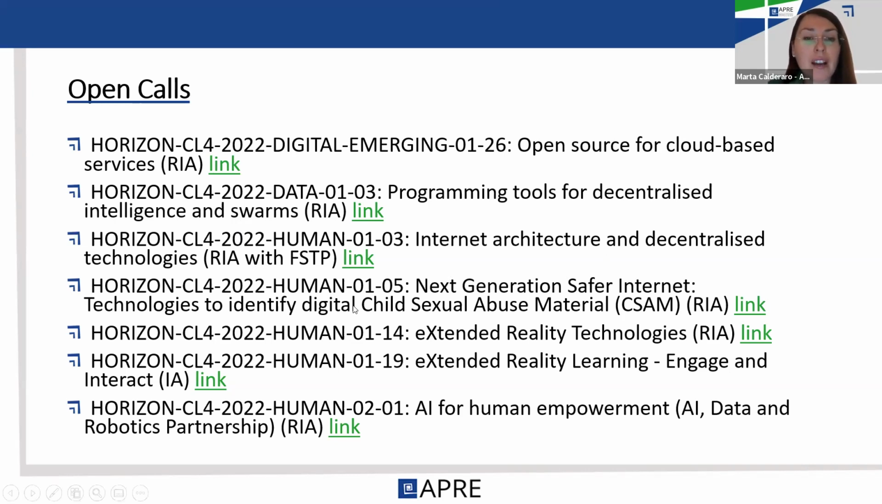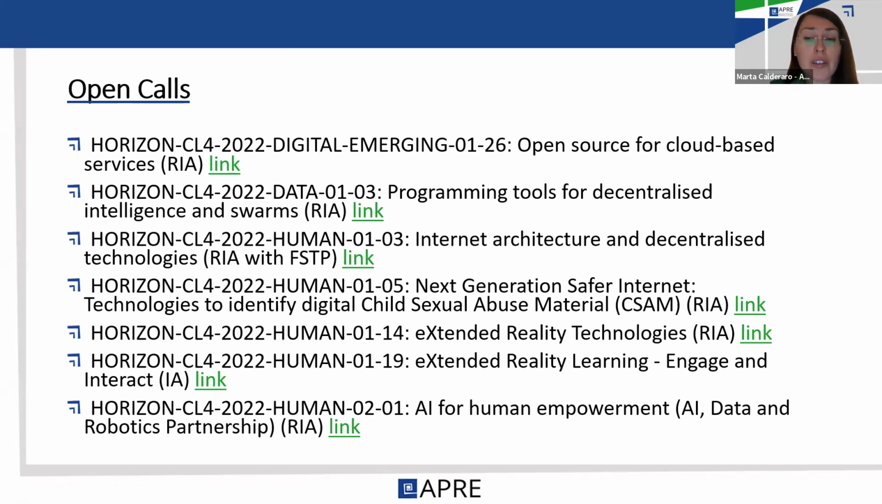Then we have, of course, some things I have studied that probably for some of you are of interest and for others are not, so allow me to be a little bit more flexible. So we have a research and innovation action for the use of next generation safer internet solutions, in particular for technologies to identify digital child sexual abuse material.